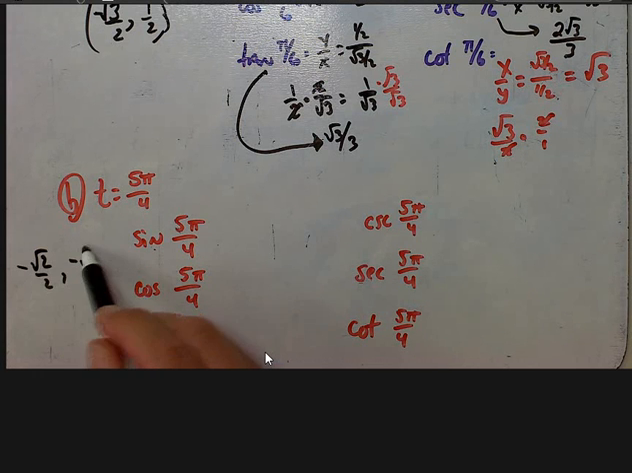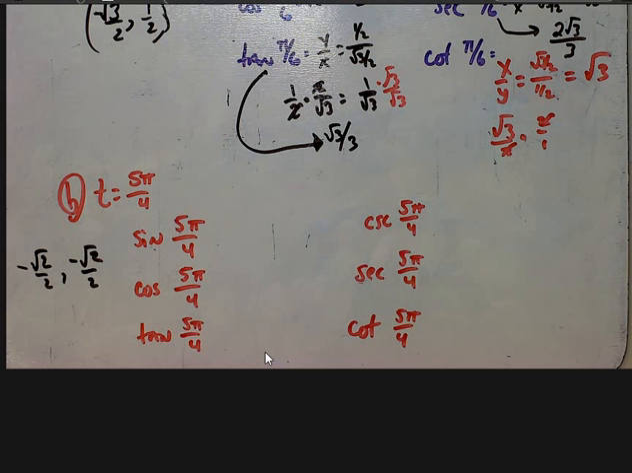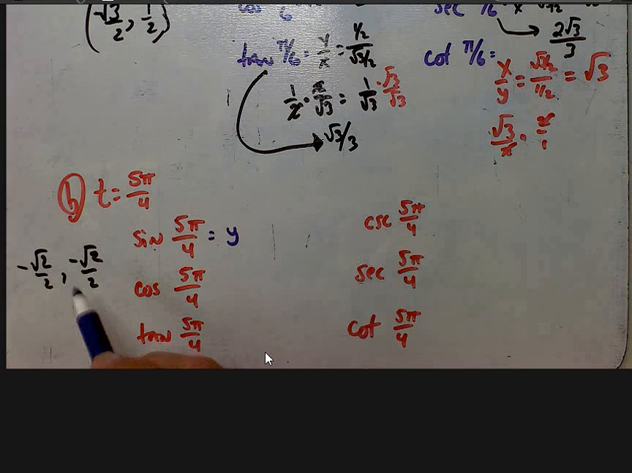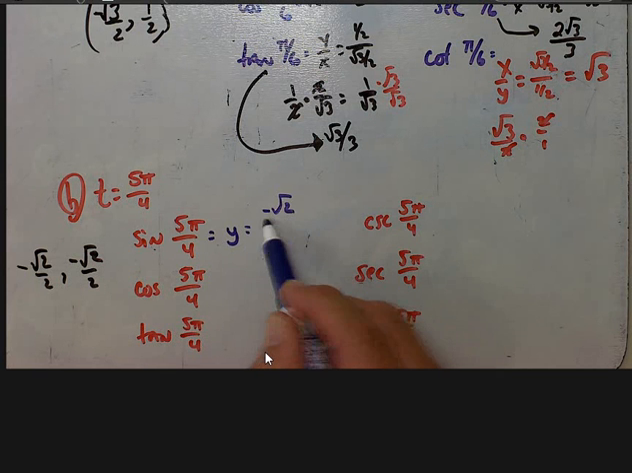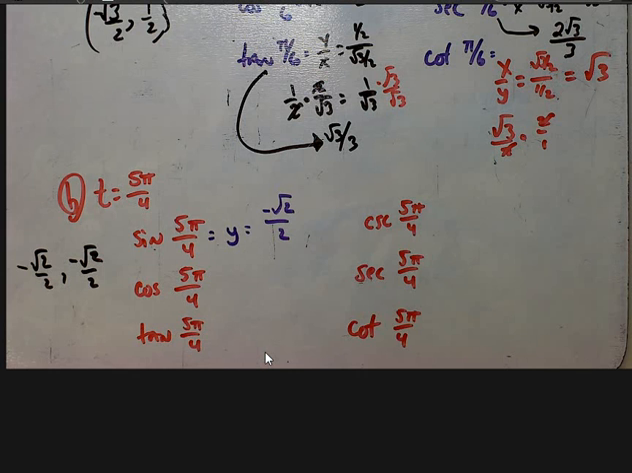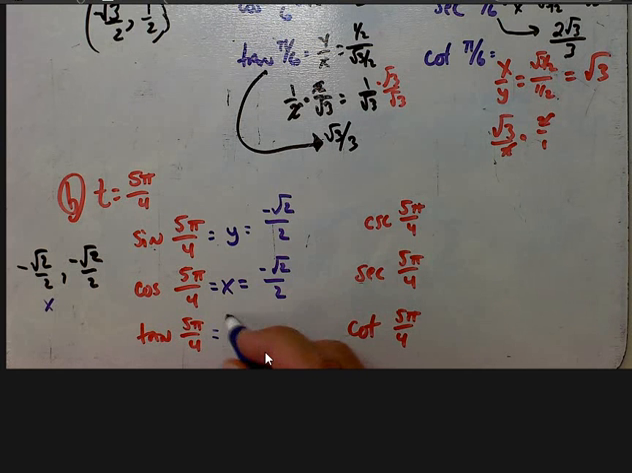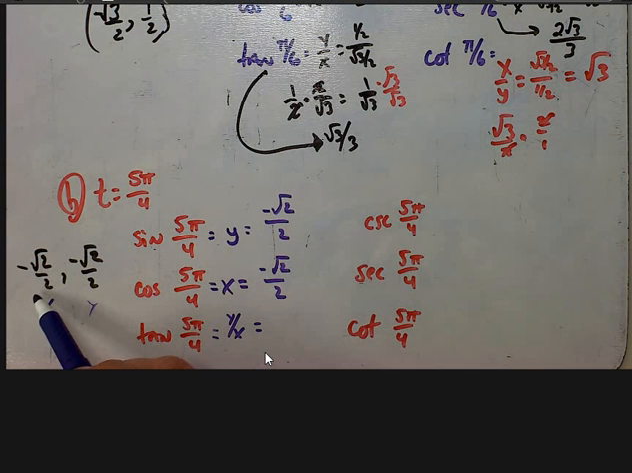Then to evaluate the trig functions with the circle, I'm just going to say that the sine of 5 pi over 4 is equal to the y value. So the y value is negative square root 2 over 2. The cosine is equal to the x value, and the x value is negative square root 2 over 2. So that means the cosine of 5 pi over 4 is negative square root 2 over 2. The tangent of 5 pi over 4 is going to be y over x. And essentially, since the y and the x are the same thing, when you divide the same two things, you end up with the number 1.